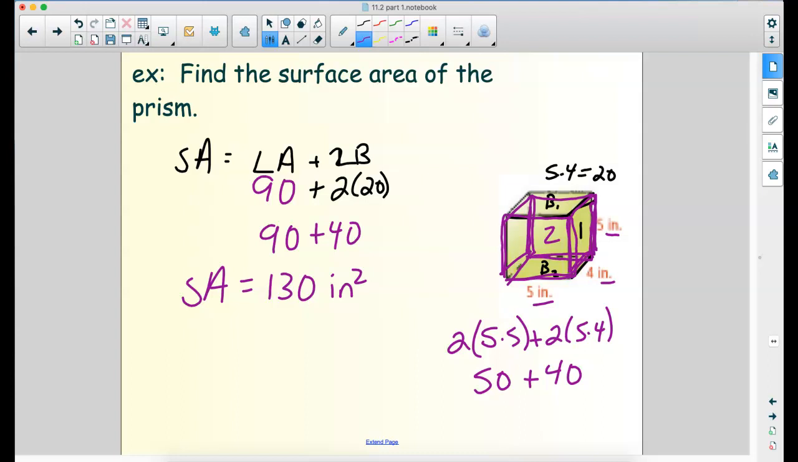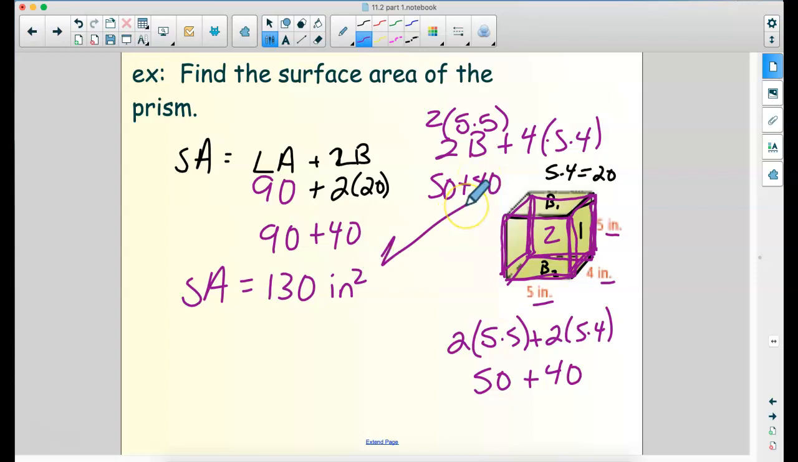Exit drawing. Okay, so you could have done the front and back as the bases because they are the ones that have the different dimensions. So there are 2 of those, so that could have been 2 times the base. And then for our lateral area, there were 4 sides that were 5 times 4. So we could have done 2 times 5 times 5, which is 50, plus 4 times 20, which is 80, and we'd still end up with our 130.